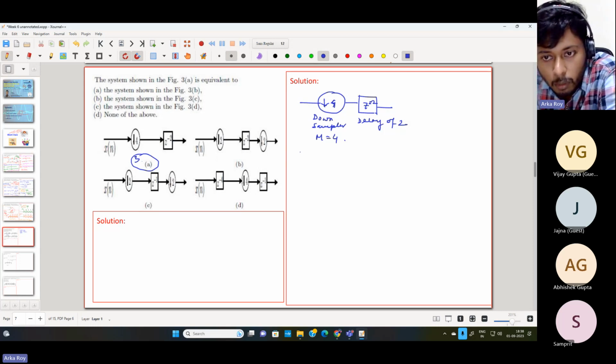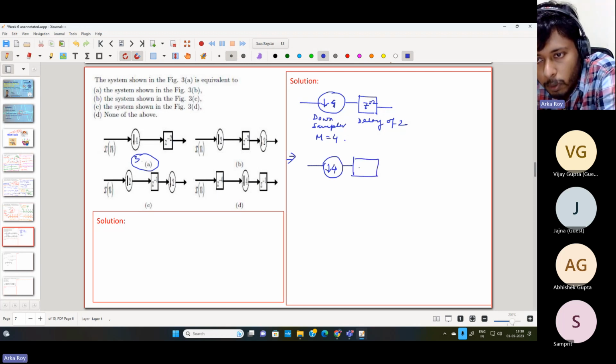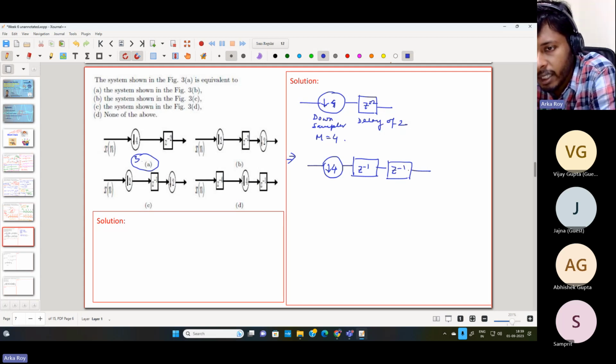So let me use some properties that we have studied in the course. So this is the downsampler by 4, and I can write this z to the power minus 2 as a cascade of z to the power minus 1 and z to the power minus 1. That means just a single unit delay. So a cascade of single unit delays will give you z to the power minus 2, or a delay of 2 units.